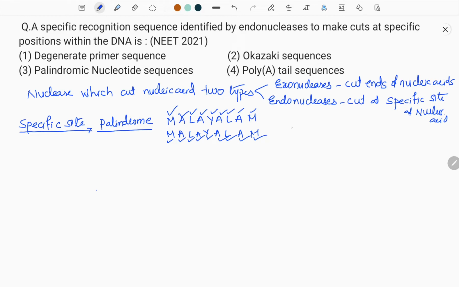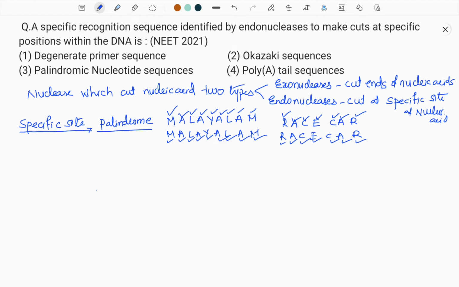You can write one more, right? I write here racecar, R, A, C, E, C, A, R. It's also the same, you check it. So these are palindromes at which the restriction endonuclease will make cuttings, right?